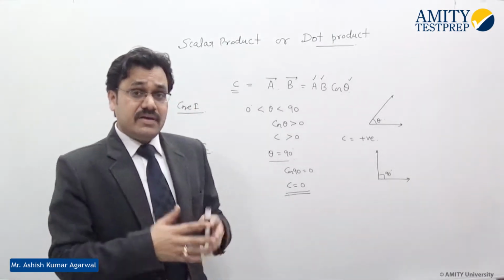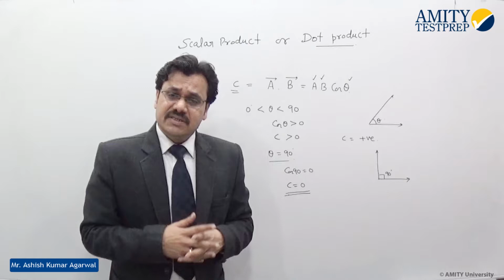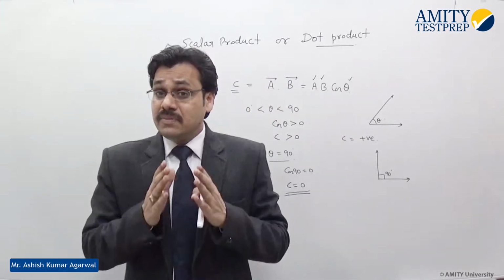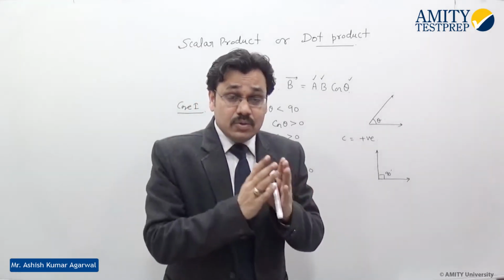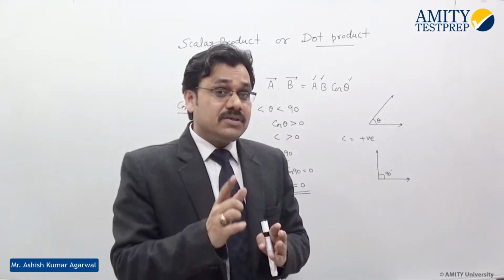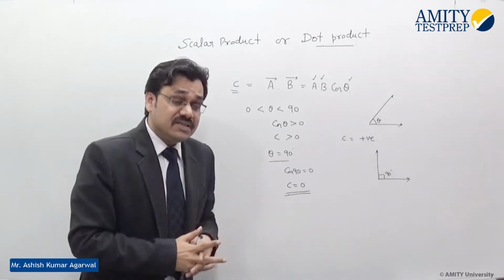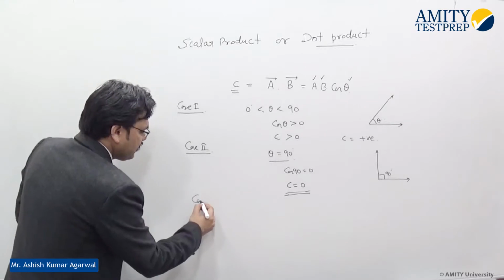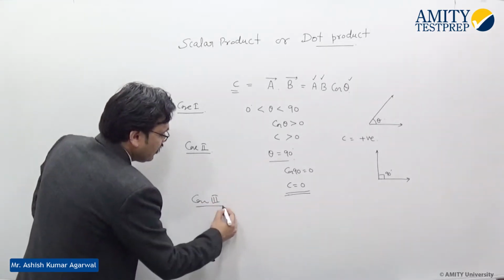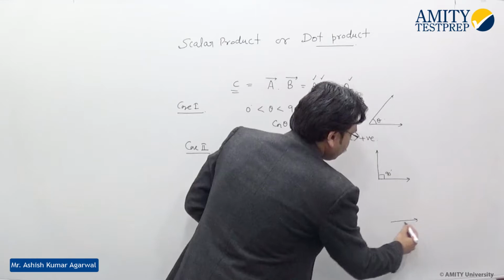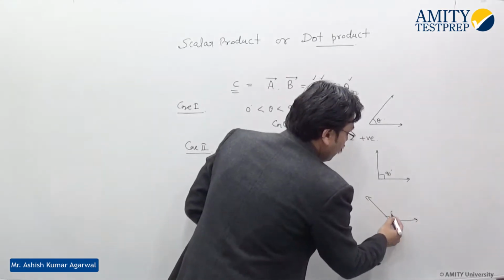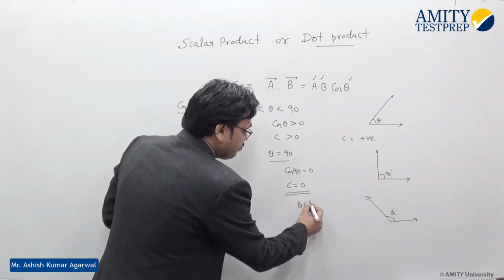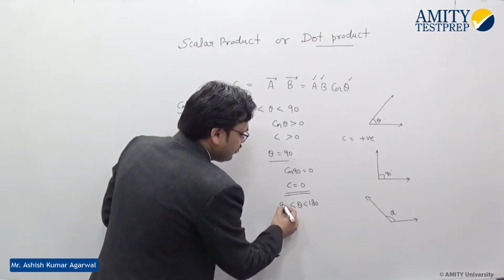So it is very important what the angle is. Whenever in any competitive examination it is asked what the value of the dot product of these two quantities should be, you have to take care to consider the angle, because if you wrongly consider the angle, the answer will be reversed. Now I am considering another case, the third. In the third case, if the angle between the two vectors is obtuse, meaning greater than 90, it lies in the second quadrant.